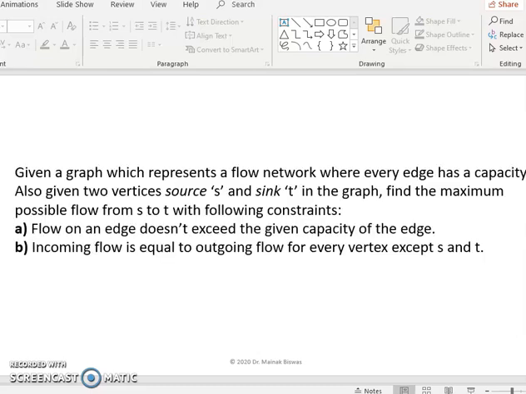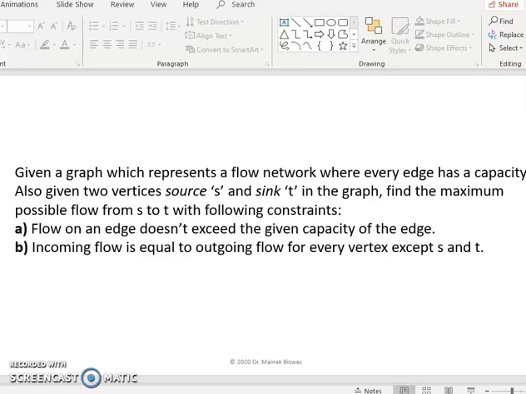Given a graph which represents a flow network where every edge has a capacity, and given two vertices, source S and sink T, find the maximum possible flow from S to T with the following constraints. Flow on an edge doesn't exceed the given capacity of the edge, and incoming flow is equal to outgoing flow for every vertex except S and T.